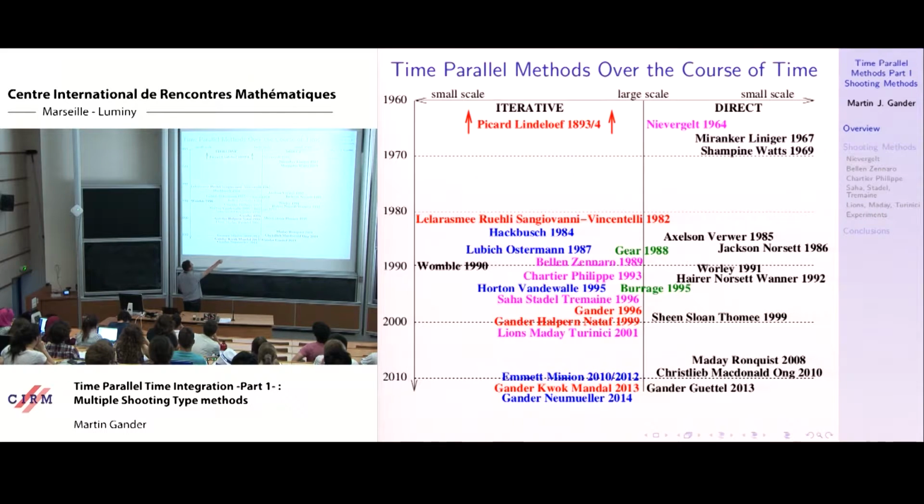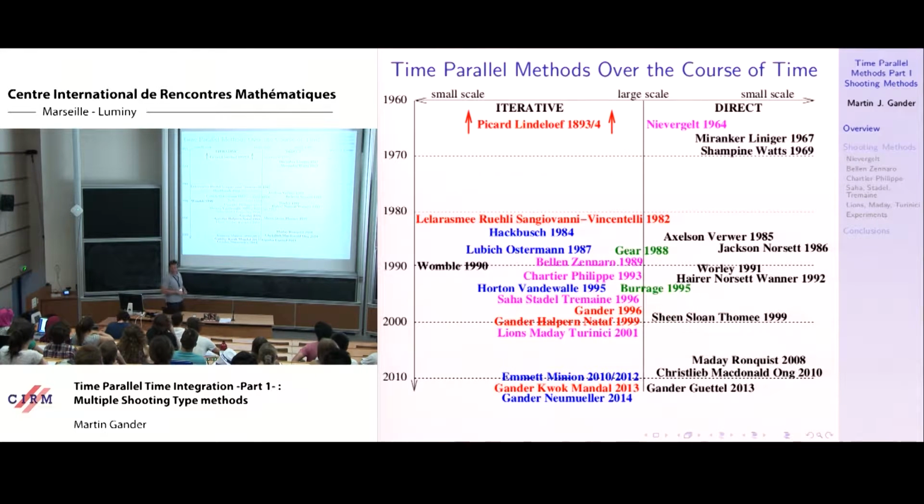So you have 4 colors on this transparency, and these 4 colors correspond to the 4 lectures I will give. So there's going to be a lecture about the black methods, a lecture about the red methods, a lecture about the magenta methods, and a lecture about the blue methods here.